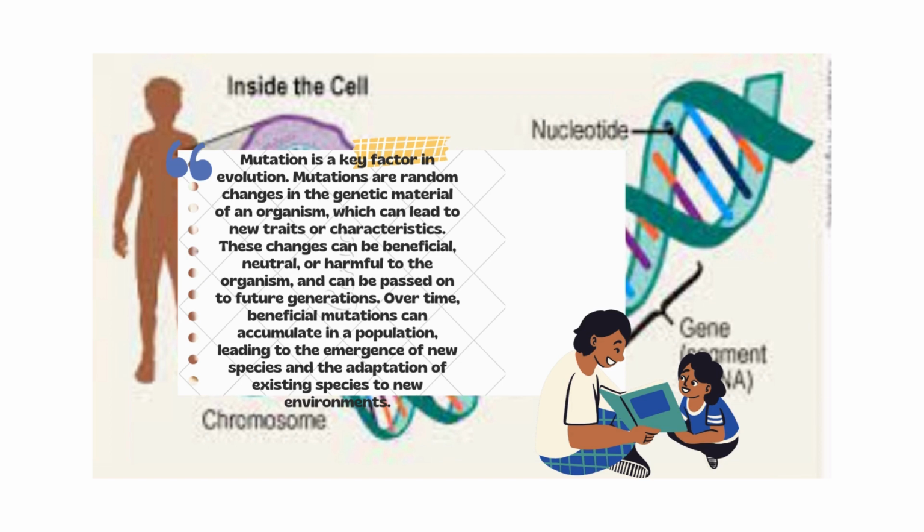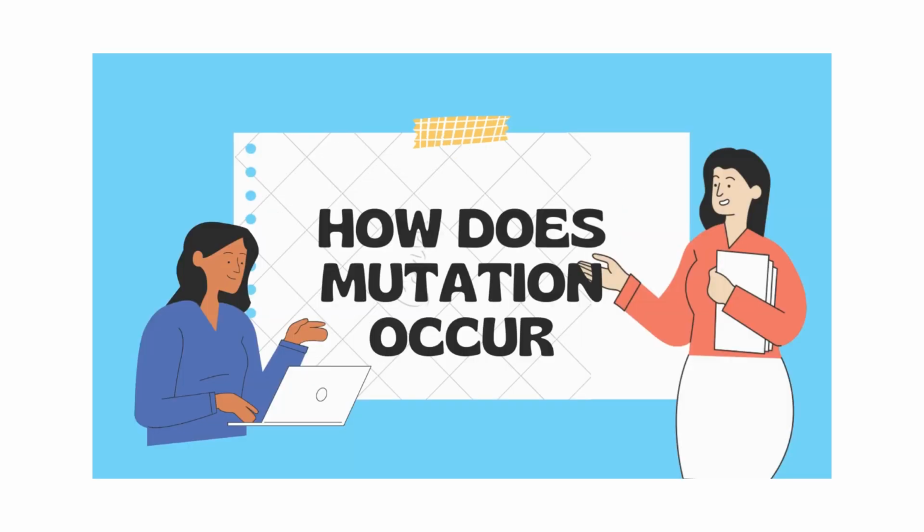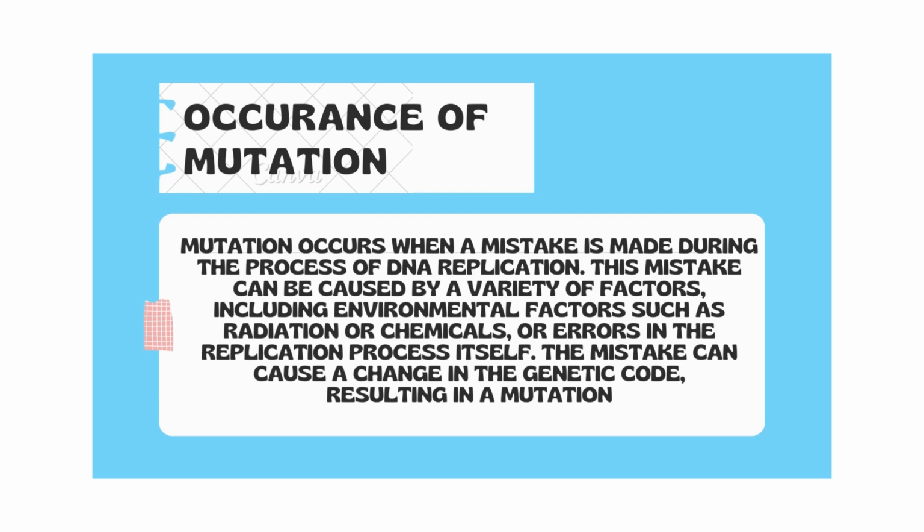Types of mutation. 1. Point mutation. Point mutation is a type of mutation that involves a single nucleotide base change. This type of mutation can be either a substitution, where one nucleotide is replaced by another, or a deletion or insertion of a single nucleotide. Point mutations can have a significant effect on the structure and function of a gene, leading to a change in the amino acid sequence of the protein it encodes.